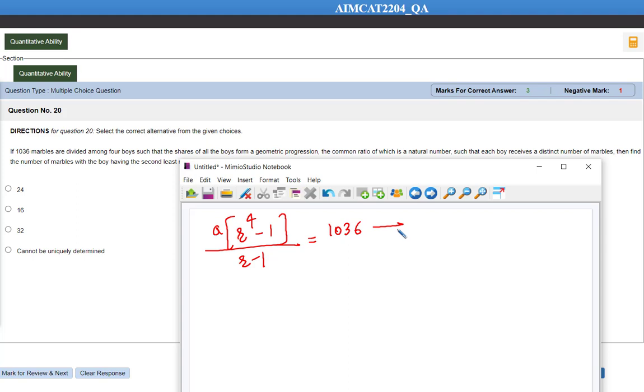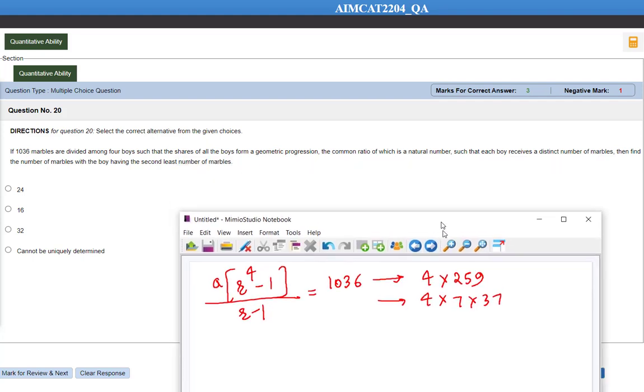Okay everyone, let's factorize 1036. This is going to be 4 into 259, and 259 is divisible by 7. 7 4s are 28, 7 3s are 21, 7 7s are 49. So I think the value of r is going to be something like 2, 3, 4, 5.